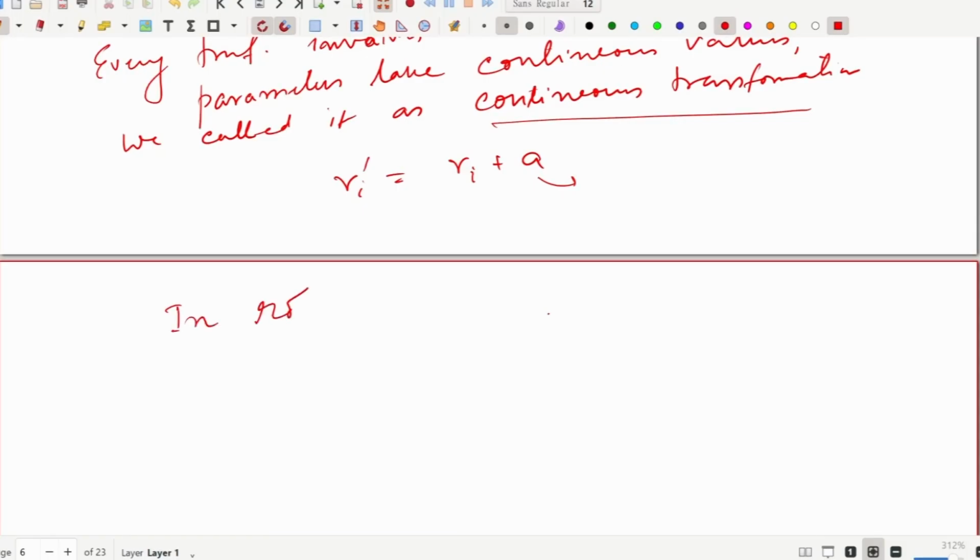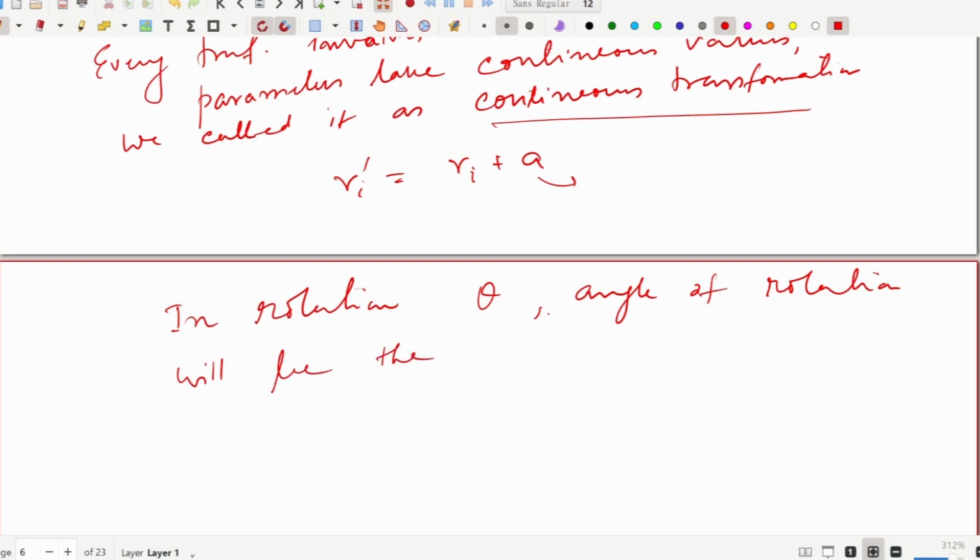Similarly, when you have a translation in time, that also can change continuously. Then there is the rotation parameter, the rotation angle. In rotation, the angle will be the parameter. So, theta, the angle of rotation, will be the parameter, and it can take continuous values. So, rotation is also a continuous transformation.